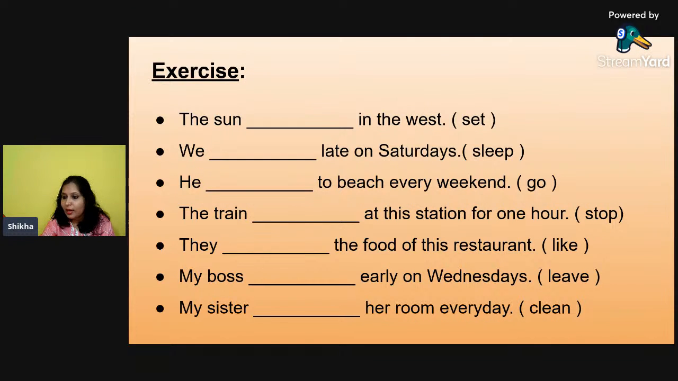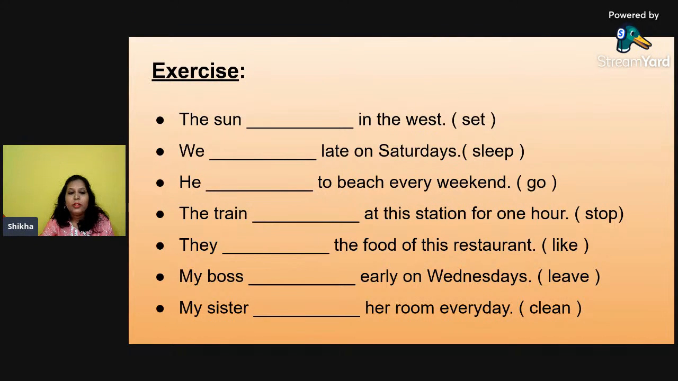He is again a third person pronoun. He dash to beach every weekend, and the option is go. So what should we put here? Go or goes? He go to beach every weekend, or he goes to beach every weekend? Our second option is correct, isn't it? He goes to beach every weekend.